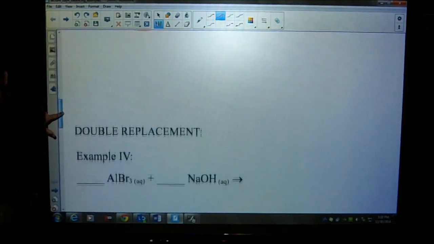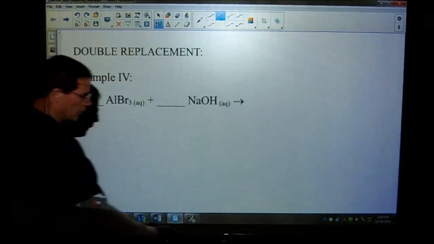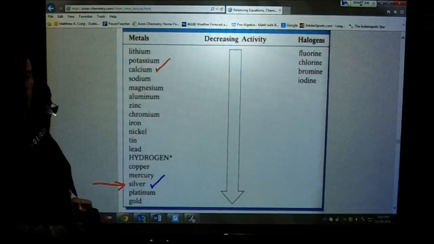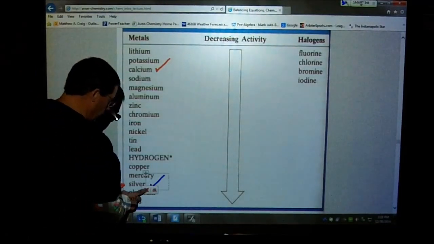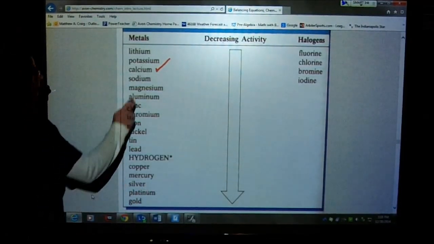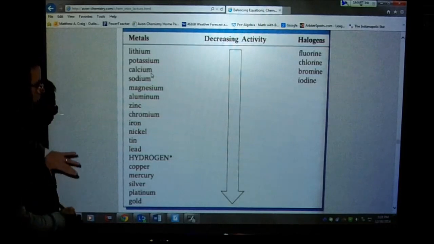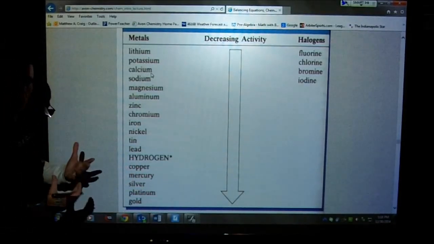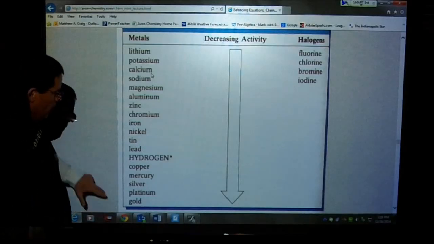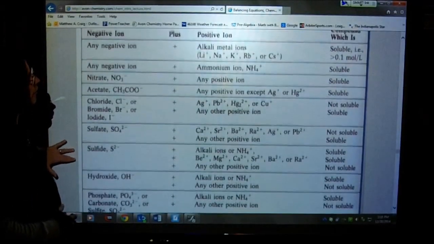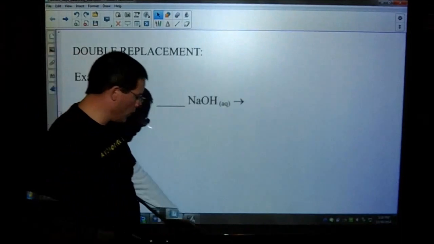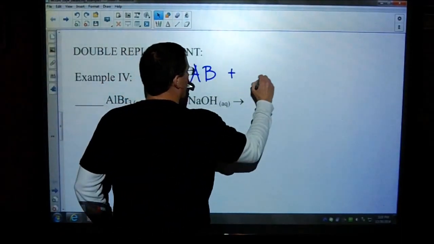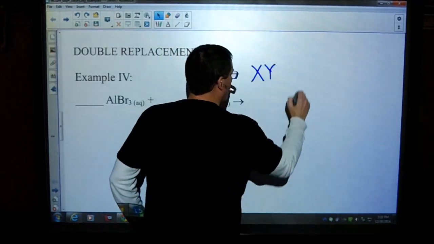All right, let's look at example number 4, and these are dealing with the double replacement reactions. With single replacement reactions, you have that generic equation where you have one thing by itself reacting with a compound. Here in double replacement reactions, we have our generic equation that looks something like this, where you have AB reacting with XY.